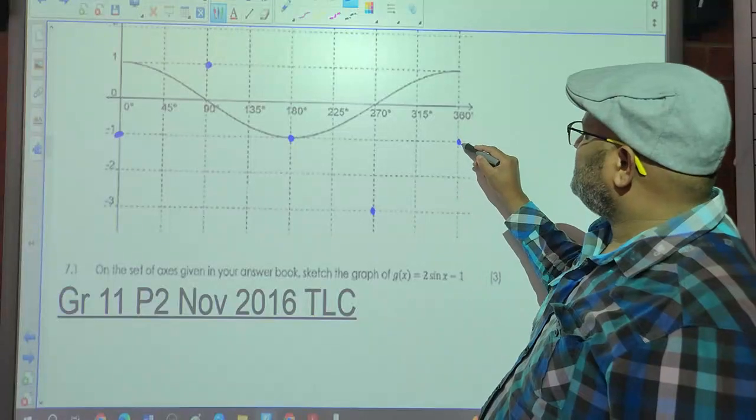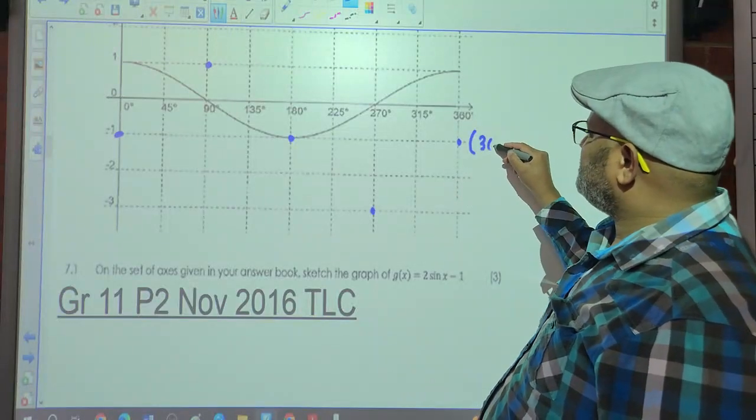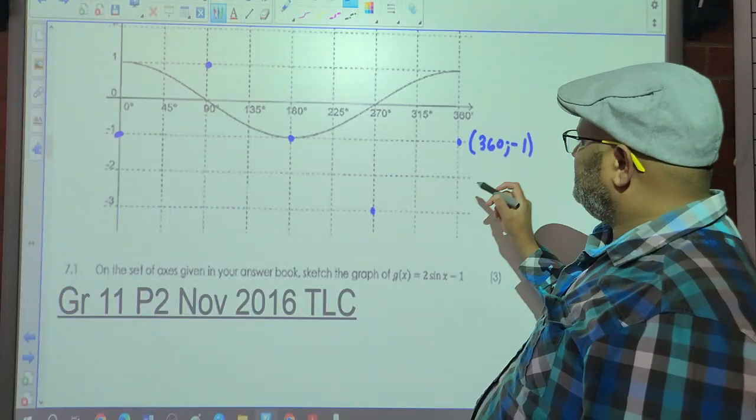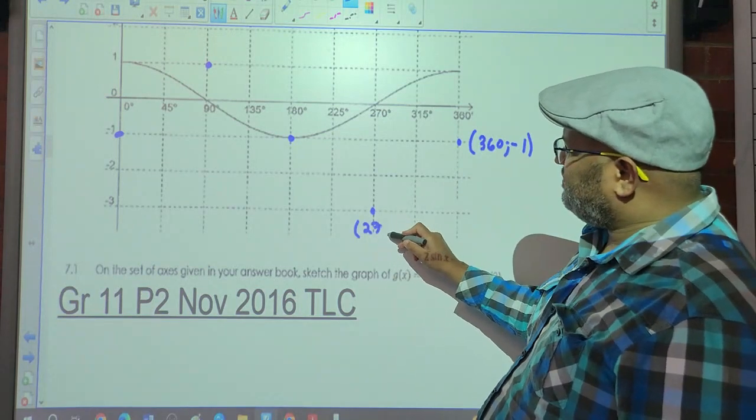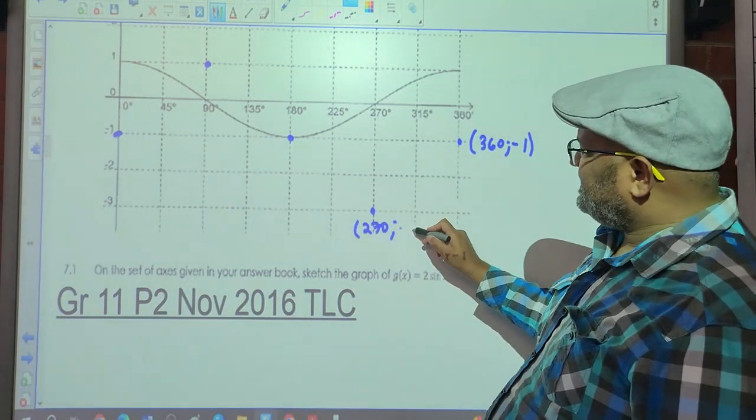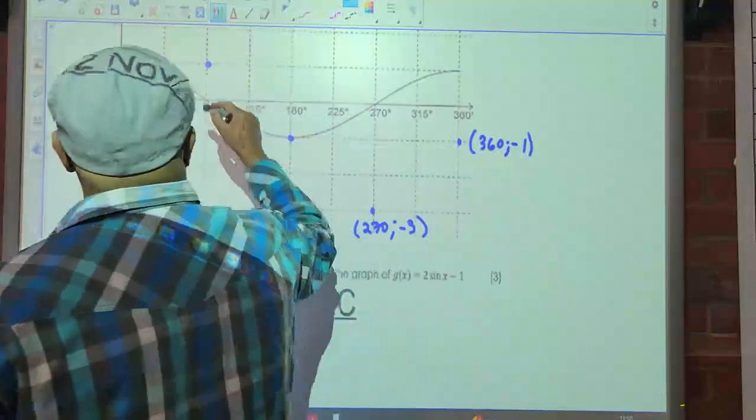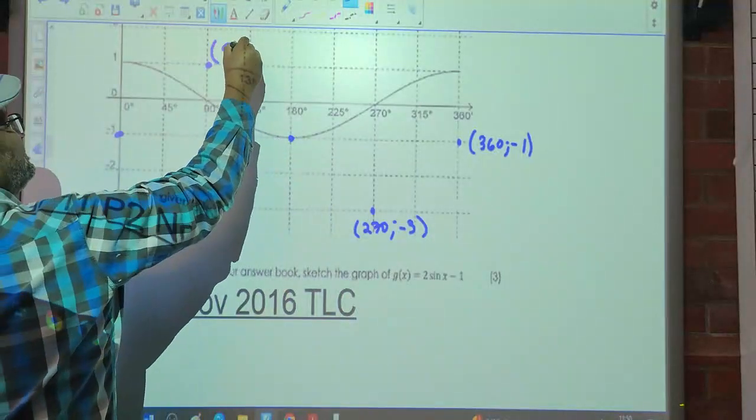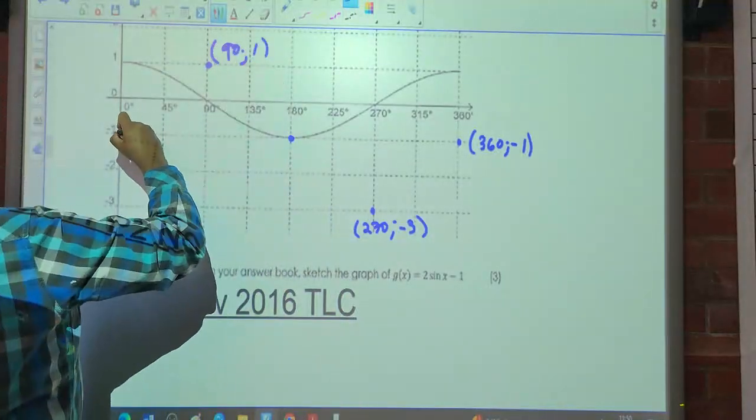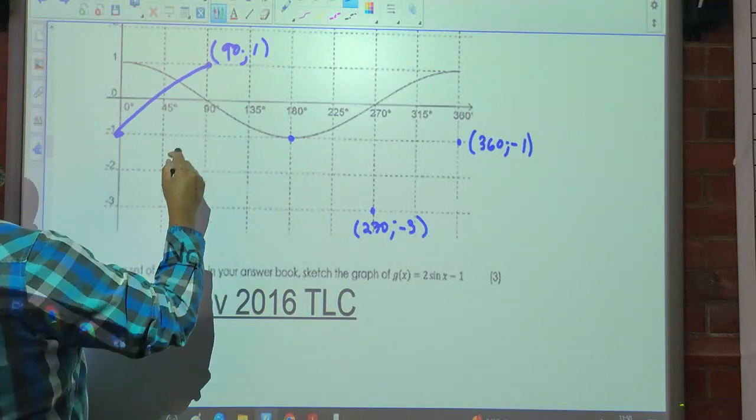And then, of course, this point here. People, that's an end point, so I write this coordinate in. And this here as well, it's a turning point, so I write that in as well. So what I do is I connect the dots, okay?